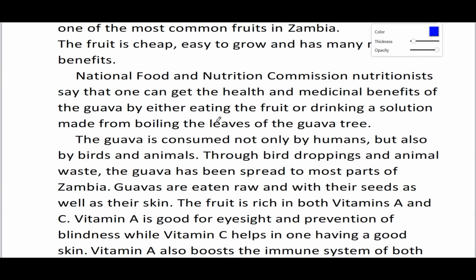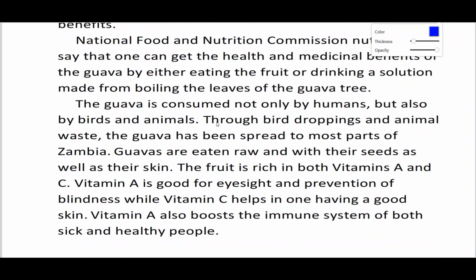So from paragraph 2, a National Food and Nutrition Commission nutritionist says that one can get the health and medical benefits of the guava by either eating the fruit or drinking a solution made from boiling the leaves of the guava tree. Even this one is not a point. We are just told ways of how we can obtain the guava fruit, or as a solution, how we can get it into our system. So let's check the third paragraph.